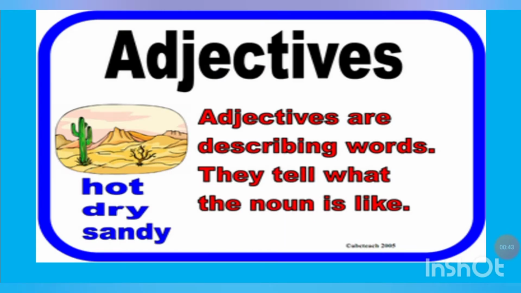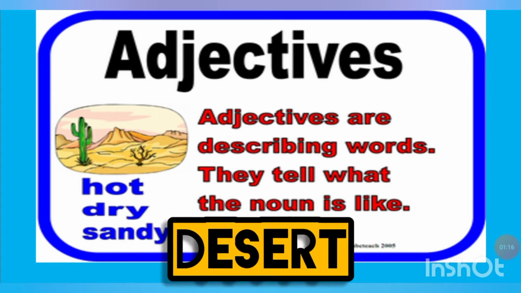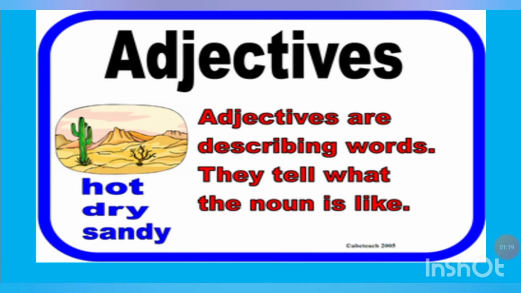Adjectives are describing words. They tell what the noun is. So, take a look at this picture. This is a picture of a desert. Now, if I ask you to describe a desert, you'll probably use words like hot, dry, sandy, because these are the words that best describe a desert. Right? Right.